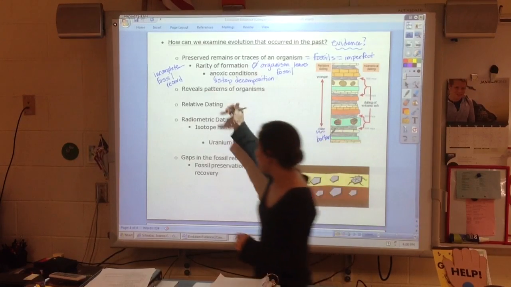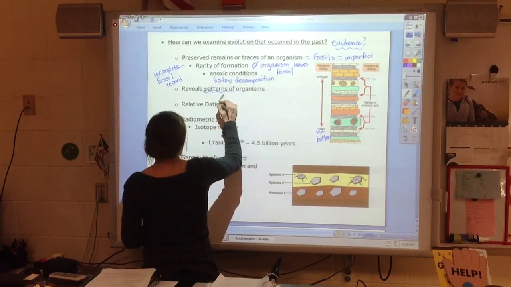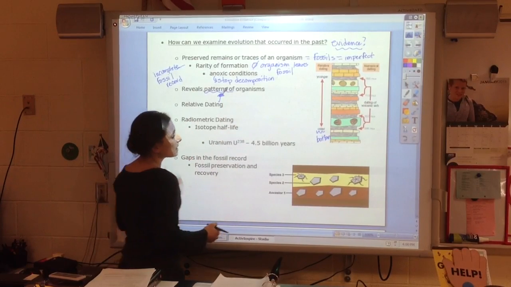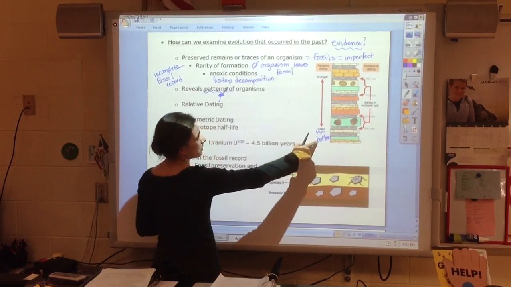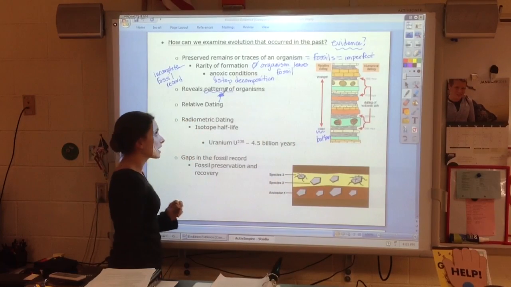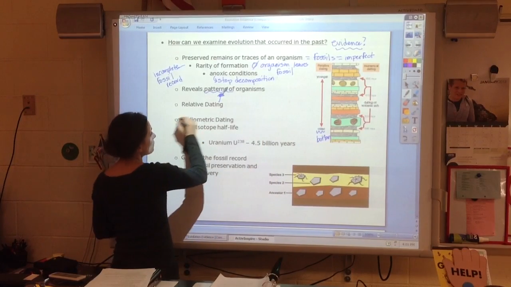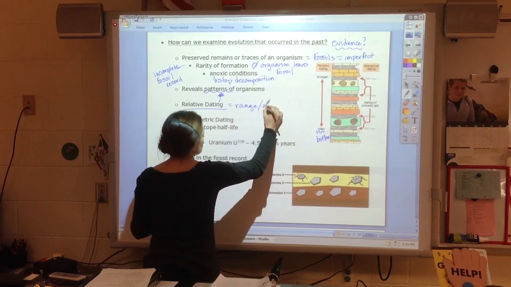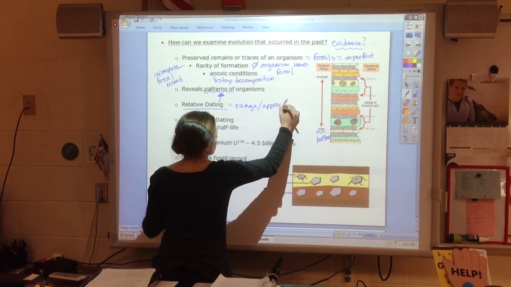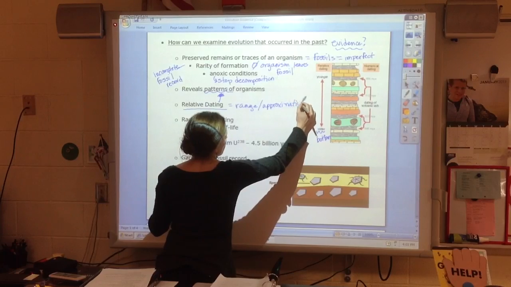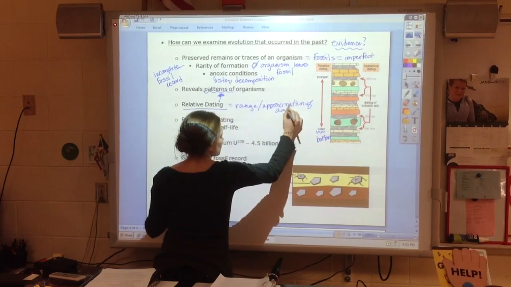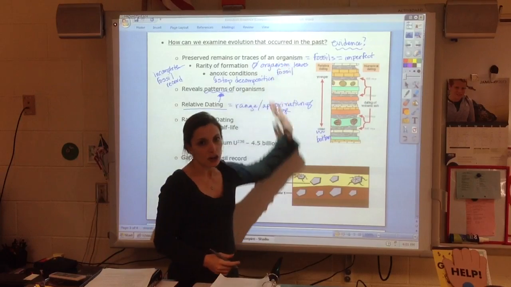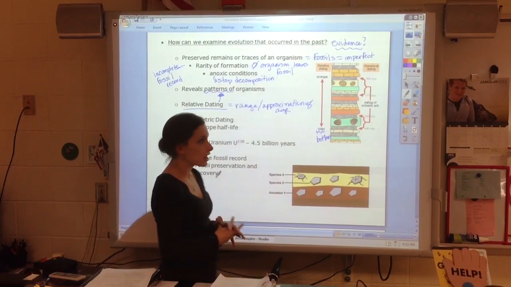And so the pattern is really this idea of relative dating. I have a relative idea. I can make predictions that ones at the bottom are older than ones at the top. And so relative dating means getting a range or an approximation of the age. It's more using these ideas of younger and older than exact time frames.